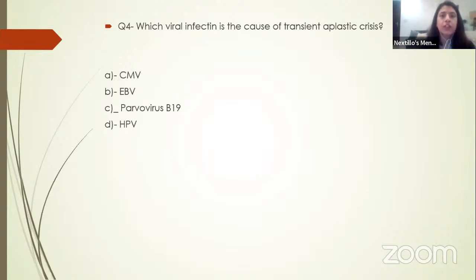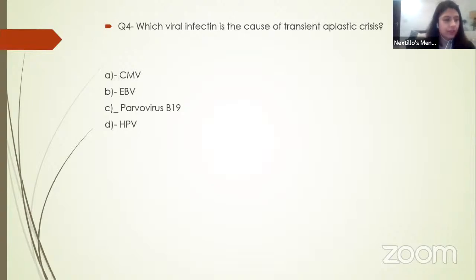But in a person with a disease like sickle cell or spherocytosis, the normal RBCs are very low or not there at all. So they're not able to compensate for this aplasia that happens. So the answer over here is C, parvovirus B19. And the first quickest answer was given by Bashu Kant. So that's great. A and B are not the right answers over here. I know that we talk a lot about CMV and EBV causing various kinds of hemolysis, but they are not the cause of aplastic crisis.